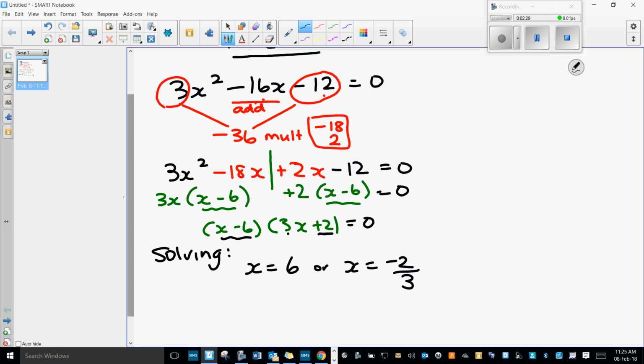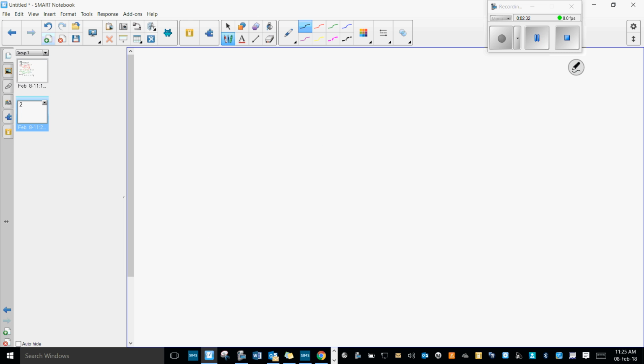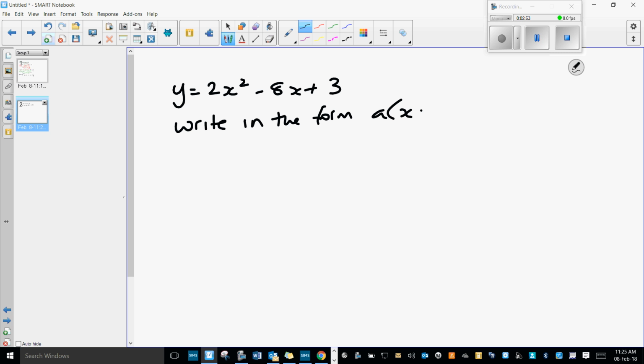Another question we're going to go through is completing the square. Remember, often they will say write in the form a brackets x minus h squared plus k. If you see anything that looks like that, that means it's going to be in completed square format. So going back to the question, we've got 2x squared minus 8x plus 3. We're going to focus on this part here for now.